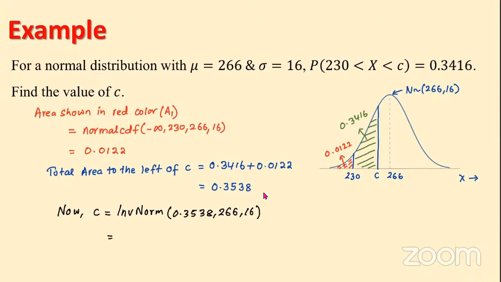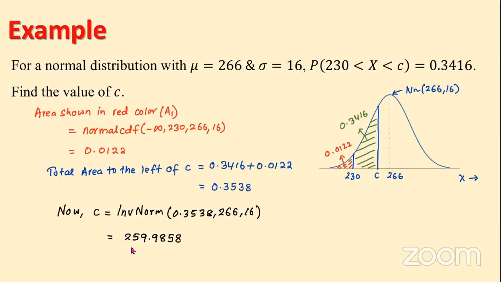So if we type this information in our calculator, in order to type the information in our TI-84 calculator, we go to second, vars, and then number 3 for inverse normal. Then we'll just enter the values, which is area is 0.3538, mean we have 266, and standard deviation is 16. We have the area on the left, and then we'll be able to get the value as 259.9858. That is the value of C.